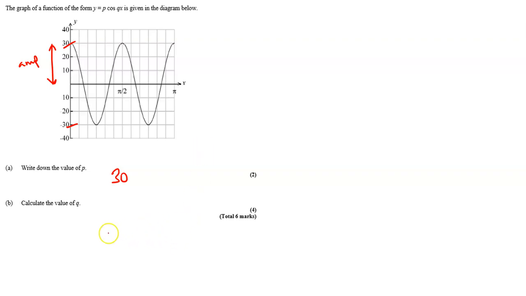To calculate the value of Q, we can say Q equals 2 pi over the period, which is pi over 2. Times the top and the bottom of the fraction by 2 to get rid of the pi over 2, and we have 2 pi over pi, which is 2. These are old questions, and you always see the marks seem very, very high, so don't worry too much about that.